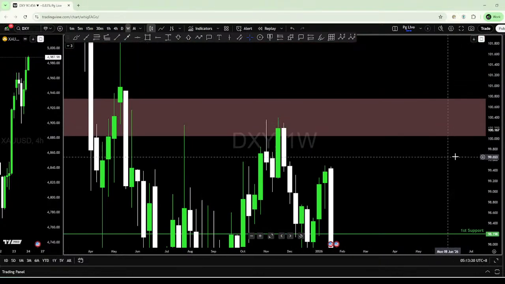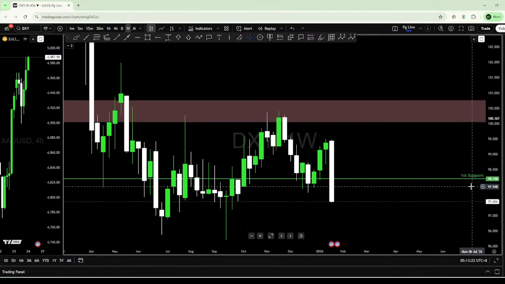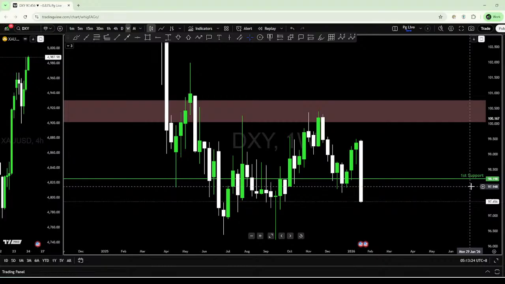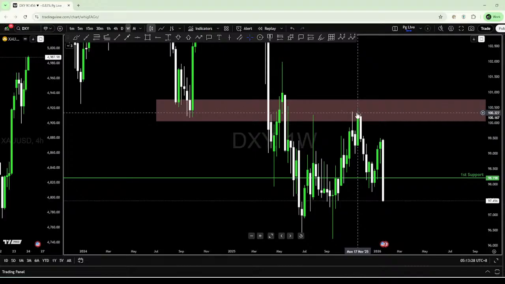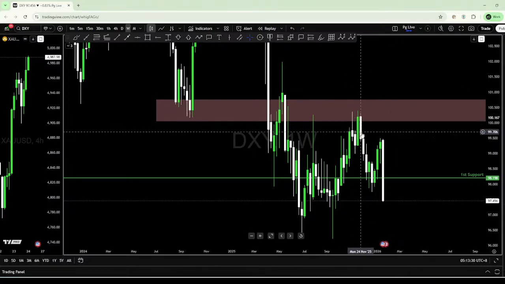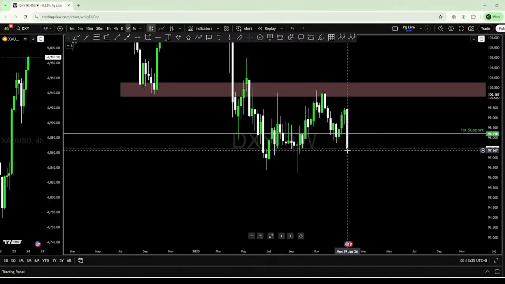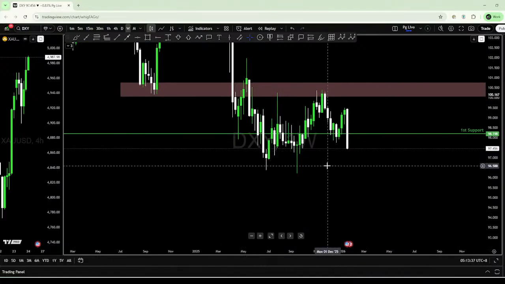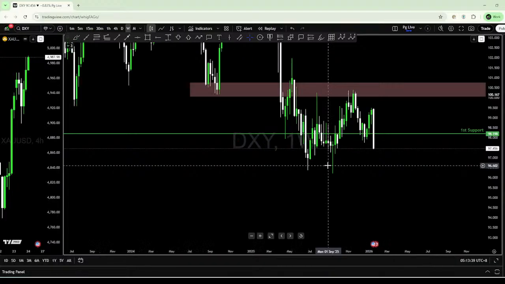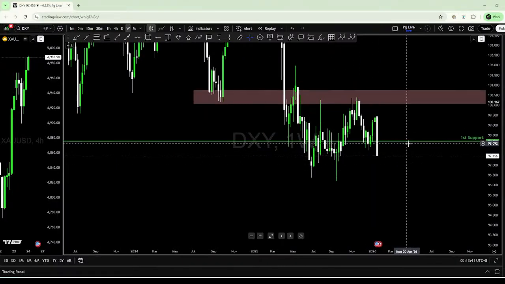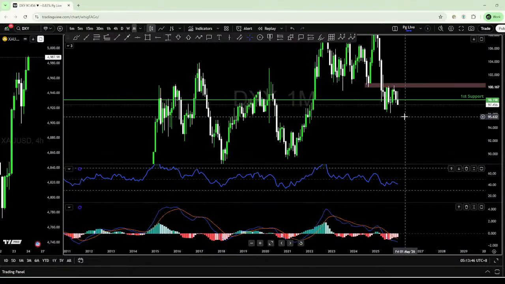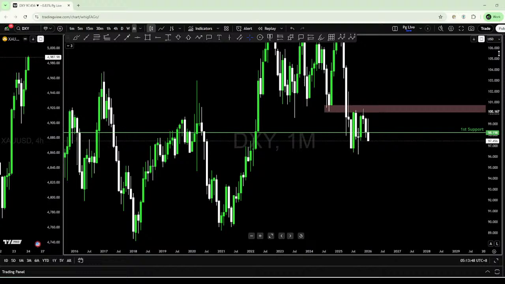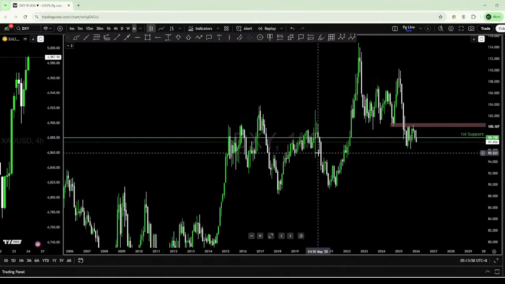You can see that for the weekly time frame, the weekly price came from the resistance level. You can see the price closed below 100. The week closed with 39.45. Remember that we looked at the monthly time frame. I read to you that the DXY is on a bearish move.